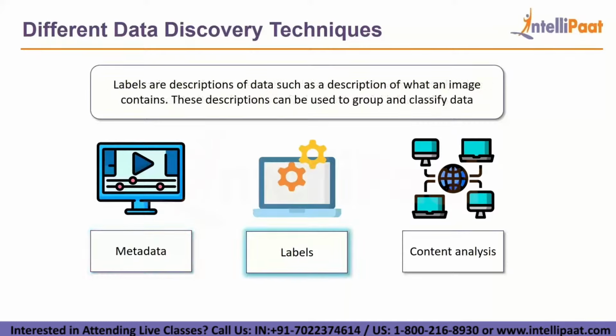Then come labels. Labels are descriptions of data, such as the description of what an image contains. These descriptions can be used to group and classify data. For instance, let's say that you are trying to build a system that can determine whether or not a particular image contains a traffic light. Images can be labeled as containing the traffic light, and the others would be considered not containing the traffic light.